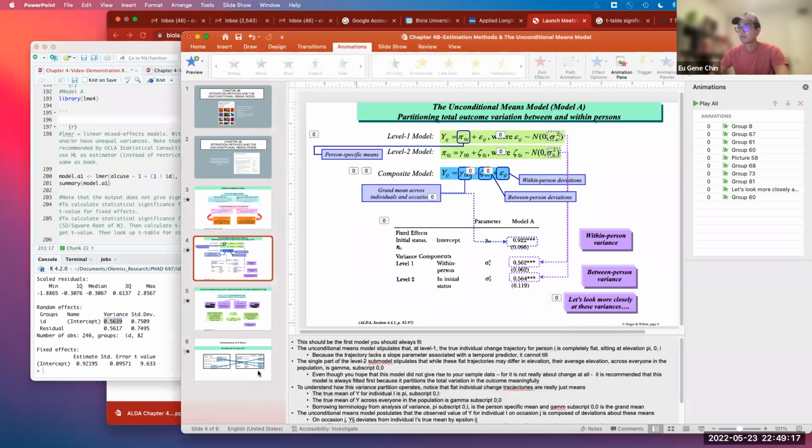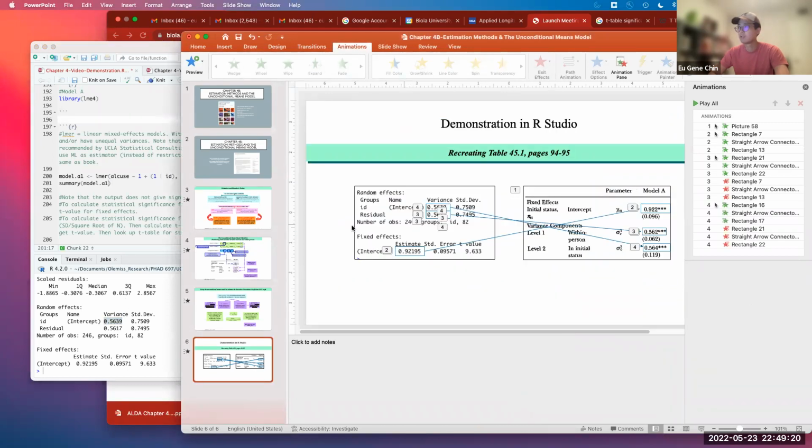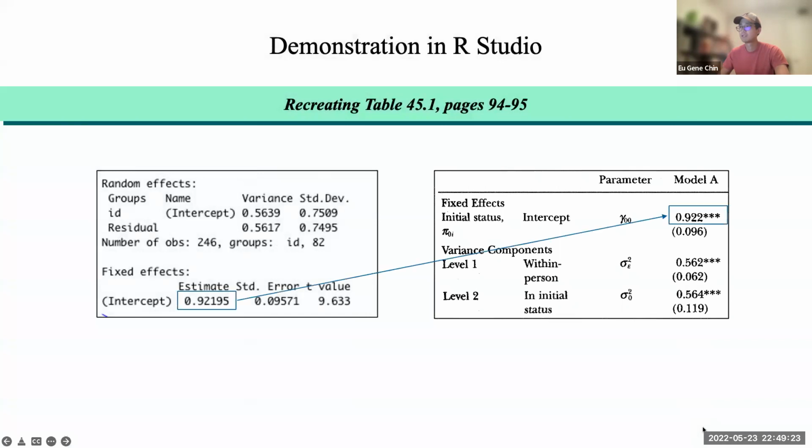Now, let me go back here again. I've copied and pasted a screenshot of that into here just to show you again the correspondence. This represents the fixed effects over here, gives you a t-value, which if you look at a t-table, you can figure out if that is p less than 0.05. And this represents the within-person residual. It almost always represents the residual at the level 1 submodel. So that's the within person leftover variance that is unaccounted for by your multilevel model.